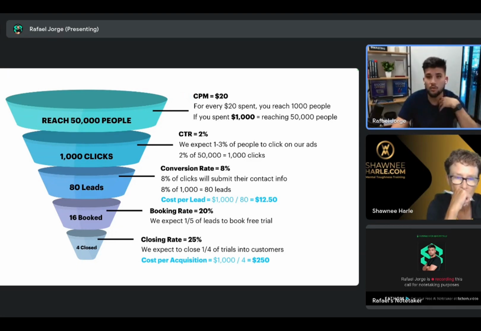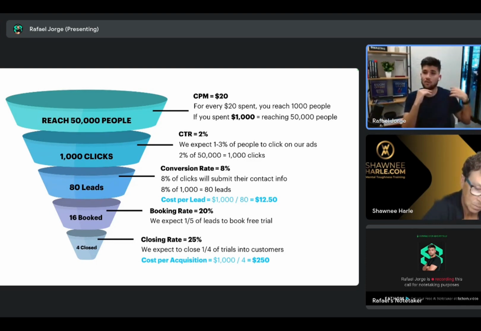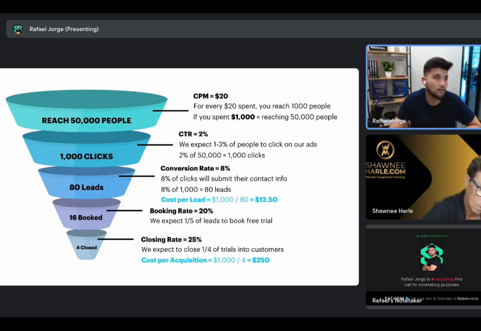But what we've seen across the board is that an average CPM on Facebook and Instagram is about $15 to $20. So for every $15 to $20 that you spend in ads, you're usually going to be reaching 1,000 people. That's the rule of thumb right there. So let's say, for example, you spend $1,000 in a month. For every $20 you're reaching 1,000 people, so you're reaching 50,000 people. Right? That's the idea. That's the top of your funnel.